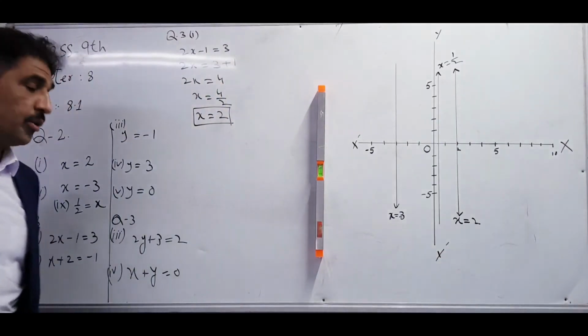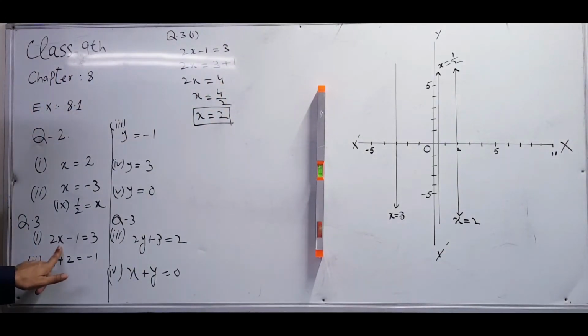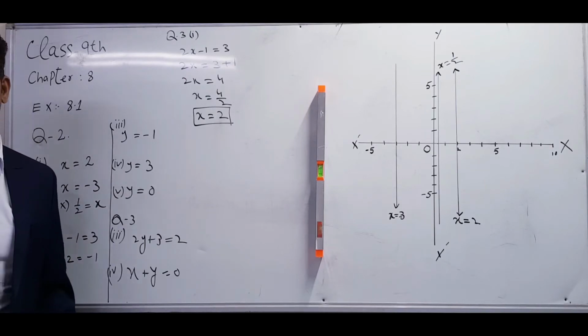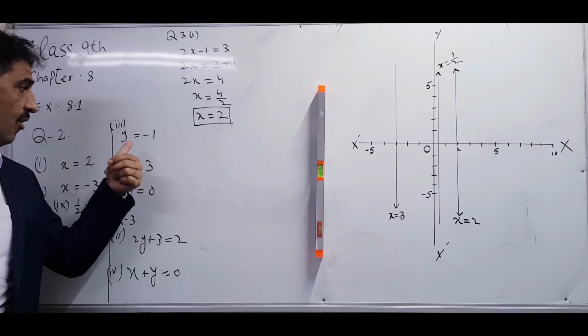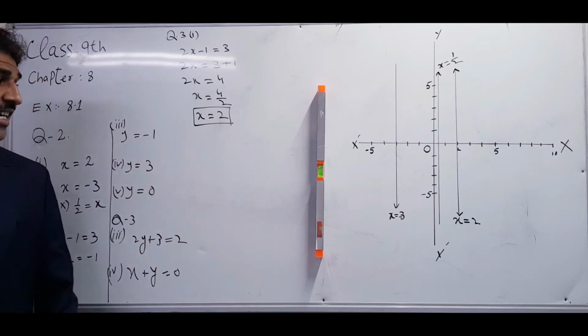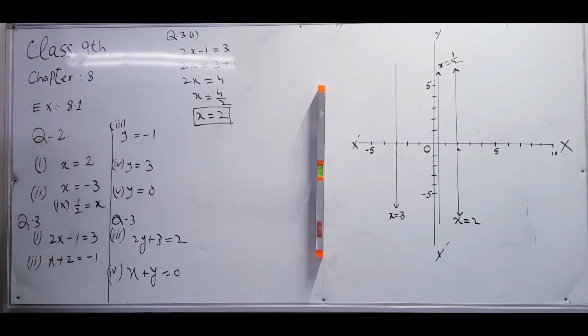So how do we know? If the variable is only x, the line is always parallel to the y axis. But whenever only y is given, the line is parallel to the x axis. The line is parallel to the x axis.